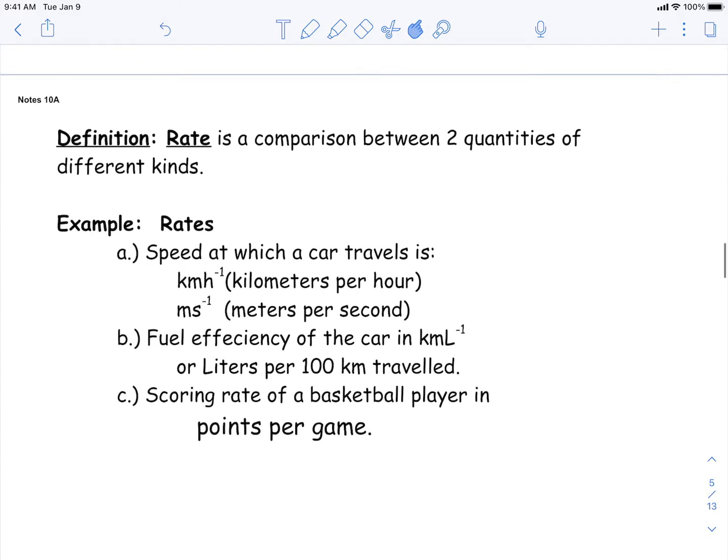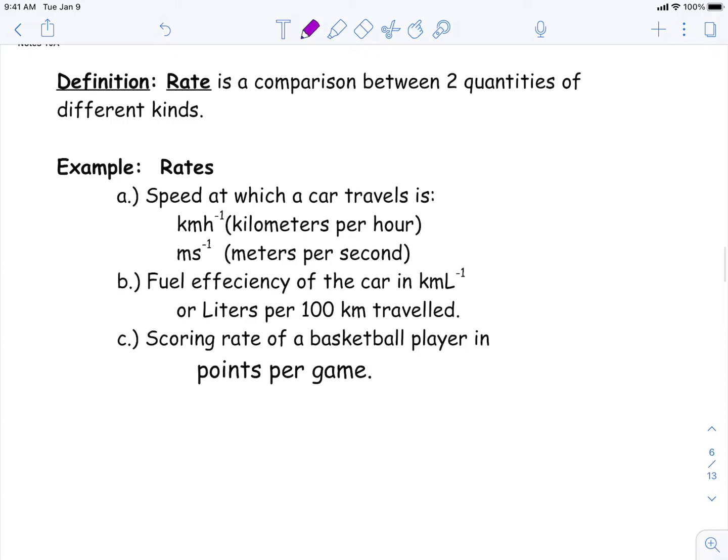So here is our first definition. Rate is a comparison between two quantities of different kinds. So here's some examples of rates. Speed at which a car travels. Our notation for kilometers per hour, notice that h to the negative 1 is per hour. Meters per second.